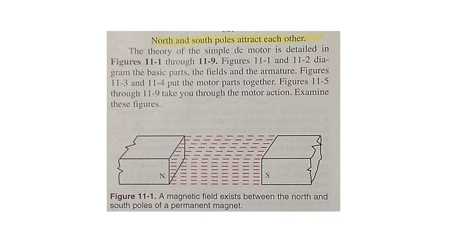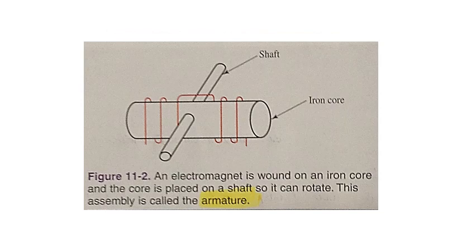Figures 11-1 through 11-9. Figures 11-1 and 11-2 diagram the parts, the fields, and the armature. Figures 11-3 and 11-4 put the motor parts together. 11-5 through 11-9 take you through the motor action. Examine these figures.